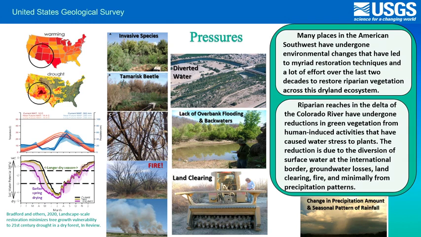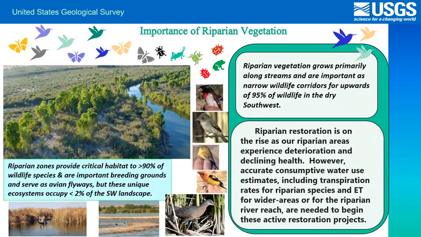So in many places of the American Southwest, they've undergone these environmental changes that have led to myriad restoration techniques. A lot of effort over the last 2 decades to restore this riparian vegetation has happened across this dryland ecosystem. In this specific case study, we're going to talk about the riparian reaches in the delta of the Colorado River, which have undergone reductions in green vegetation from human-induced activities that have caused water stress to plants. And the reduction is due to the diversion of surface water at the international border, groundwater losses, land clearing, fire, and minimally from changing precipitation patterns.